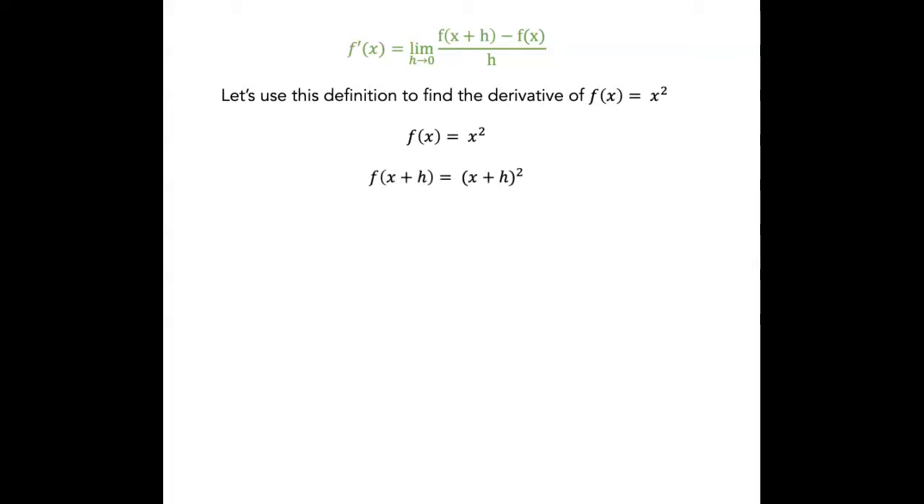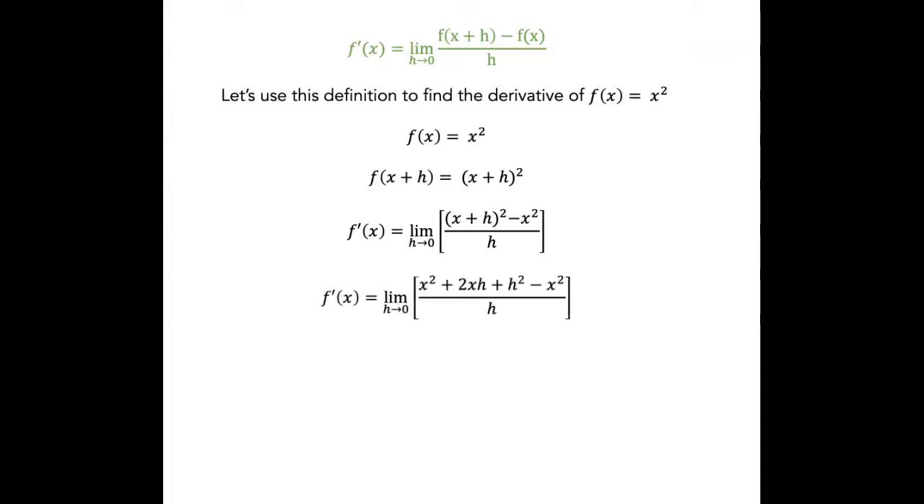And if f of x equals x squared, well then f of x plus h is equal to x plus h, the quantity squared. So here we have it. We've plugged it into our definition. Notice x plus h, the quantity squared, is f of x plus h, and x squared replaces f of x, because that's what they're equal to. All right, then we get to do some algebra. We expand x plus h, the quantity squared, into those three terms, x squared plus 2xh plus h squared. Everything else stays the same.